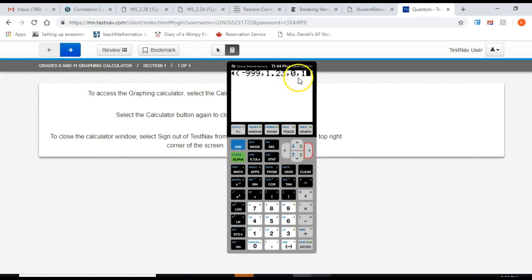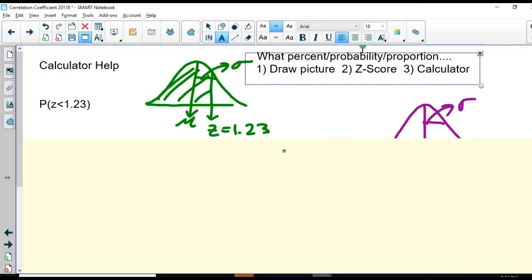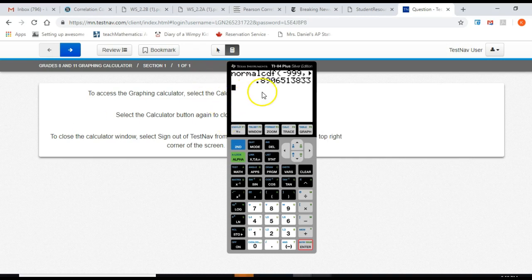0 stands for your mean. 1 stands for your standard deviation. We're going to hit enter. And you can see the area behind that curve, or behind that upper bound, is 0.89065, or 0.8907. So on 2.2a, when it looks like this, you would just say that the answer is 0.8907.